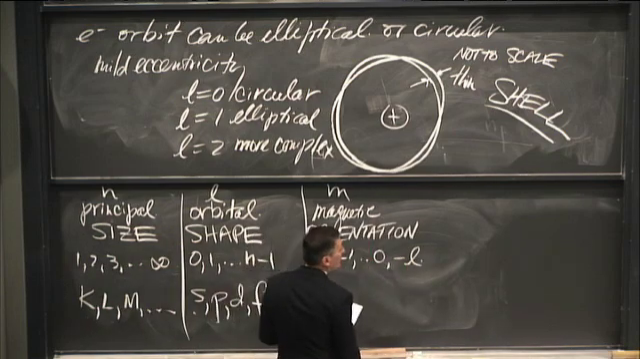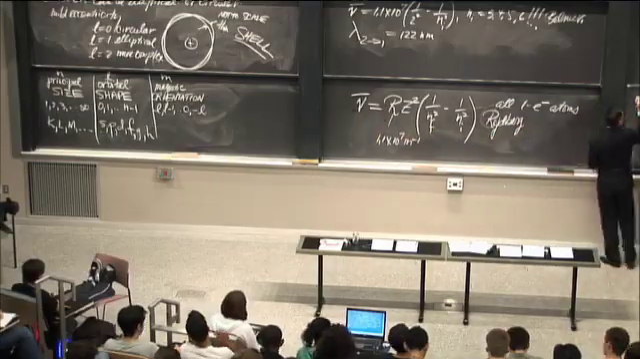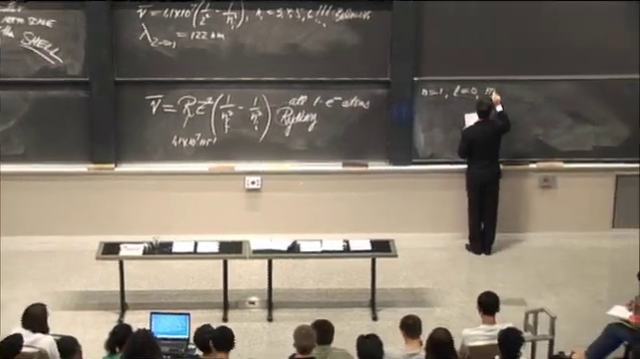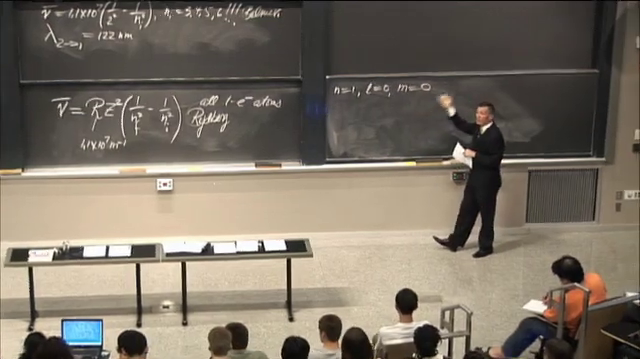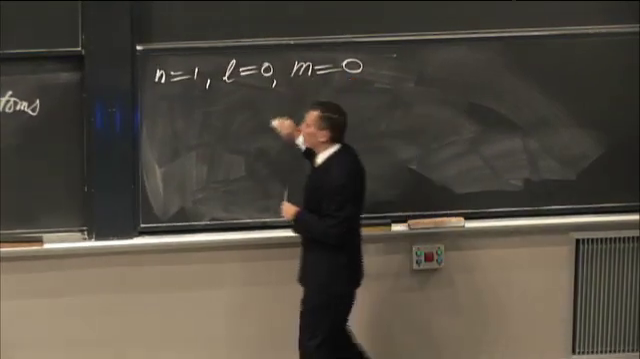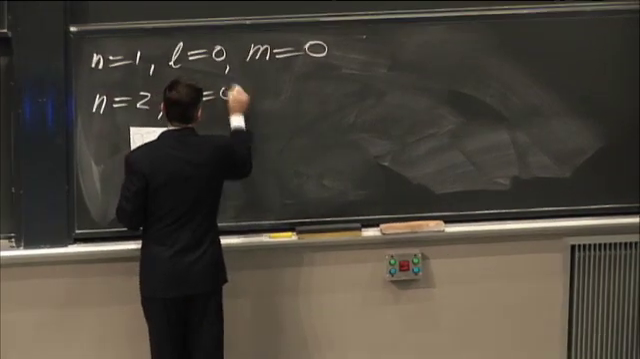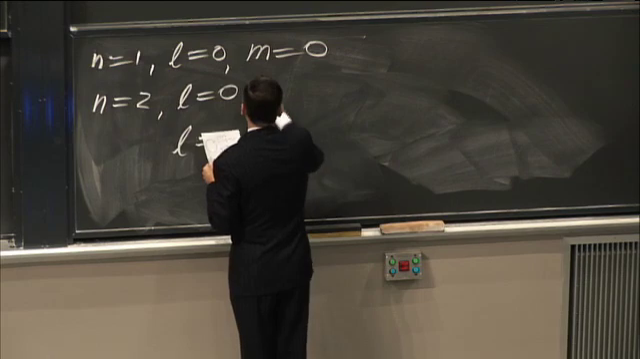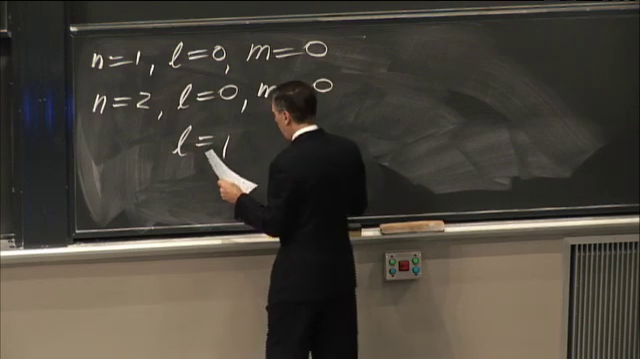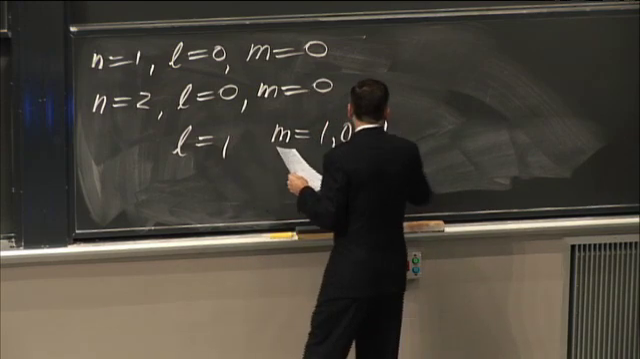So for example, we could do something like this. When n equals 1, then L must equal 0, so therefore M must equal 0. So this means for n equals 1, it's only a circular orbit, and this thing's going to be immune to line splitting in a magnetic field. All right? When n equals 2, L can equal 0 or L can equal 1. Well, when L equals 0, M equals 0, that's boring, that's circular. But here's another possibility, and that is when L equals 1, then M can equal 1, 0, and minus 1.